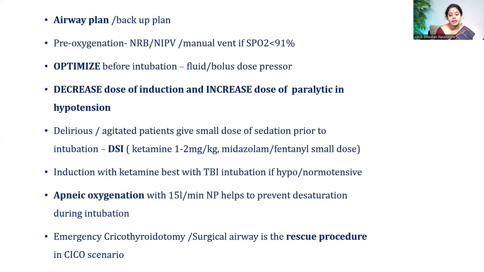And there's a lot of myth regarding intubation of traumatic brain injury. We believe that ketamine is contraindicated in traumatic brain injury, because it can cause increased intracranial pressure. Well, lots of research has found it is the best drug that you can use in trauma settings, especially if the patient is having hypotension or normotension. Ketamine can increase the blood pressure, that's why we are not using it in conditions with high blood pressure. But if the patient is having hypotension or normotension, you can use ketamine. And most of the time we are using ketamine in trauma settings.